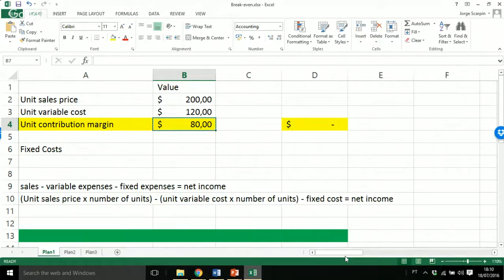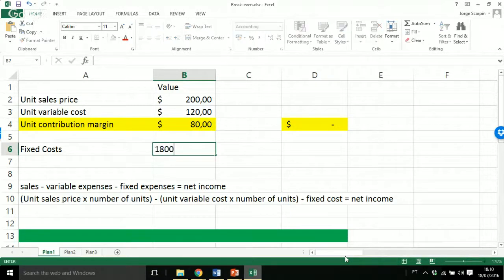And what is the contribution margin? It is the contribution that each product gives to the company to pay the fixed costs and to have a net income. So as we are working with unit sales price and unit variable cost, we will work with unit contribution margin. And the formula is unit sales price minus unit variable cost.